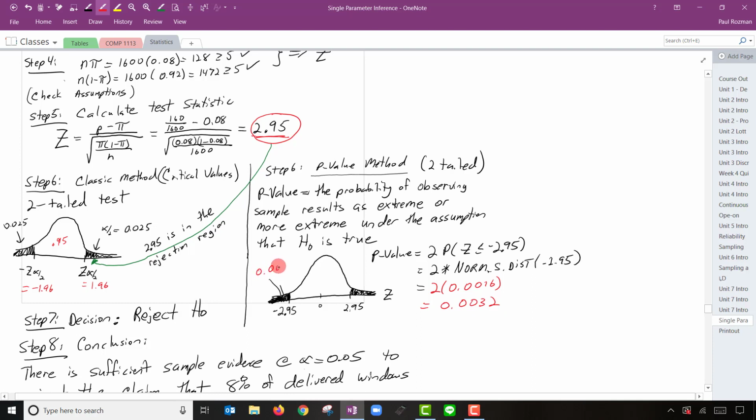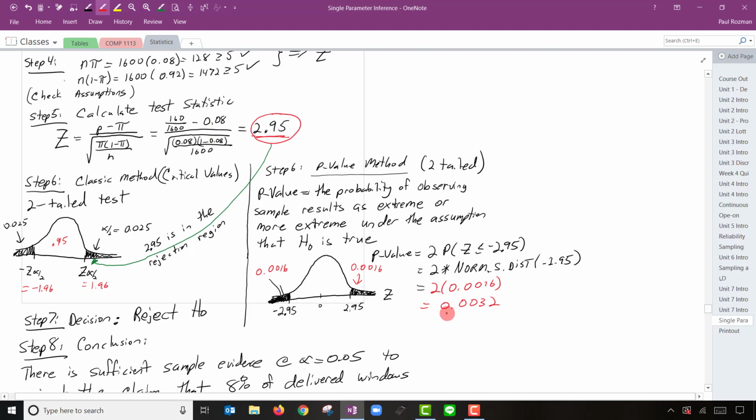Each side here has an area of 0.0016. So the total p-value is 0.0032. That's a pretty low probability, right? The probability of getting a z-score like this is quite low when we assume that pi is actually 8%. So either we have strange data or pi isn't 8%.